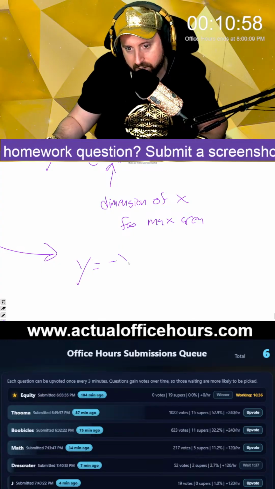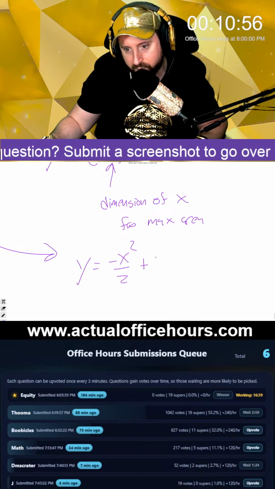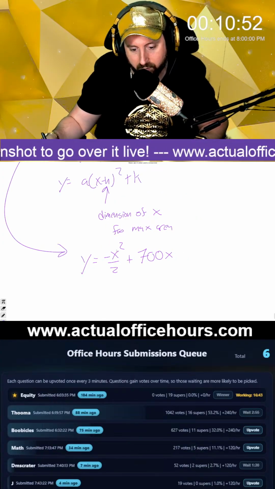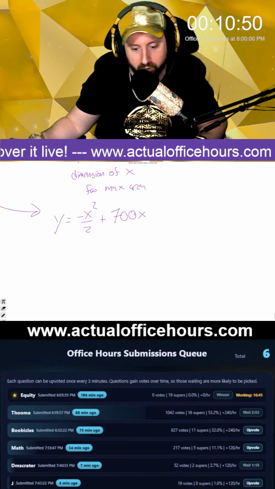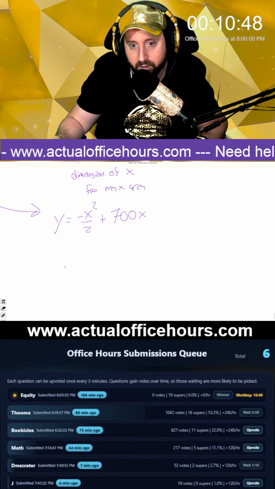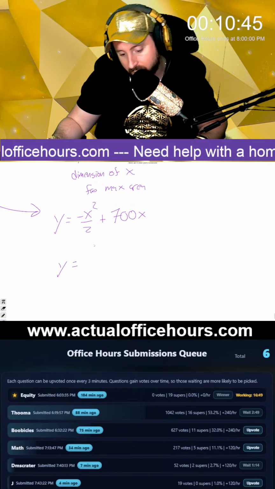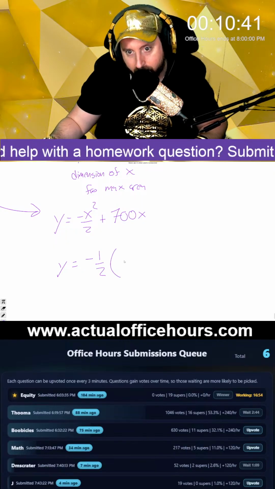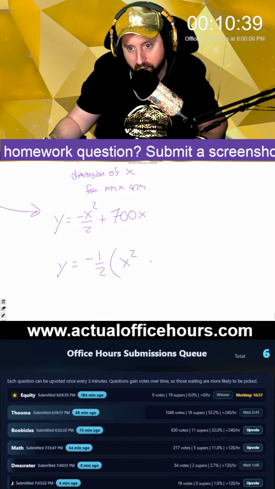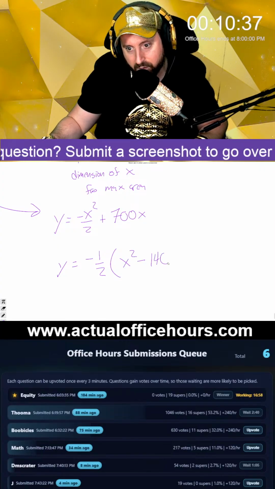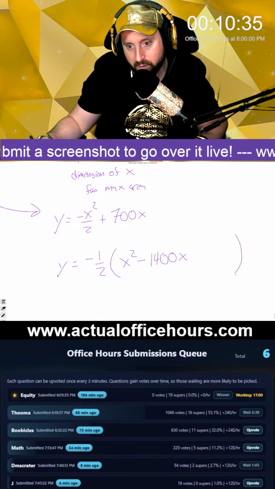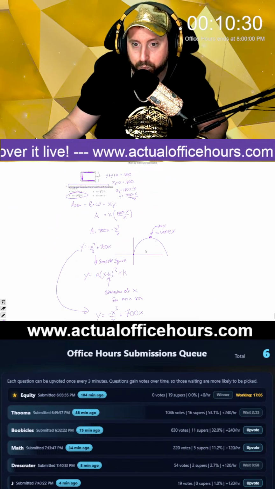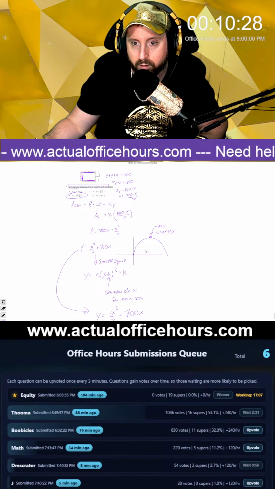So y is equal to negative x over 2 squared plus 700x. The first thing you need to do is always make sure that there's nothing in front of this x squared. So I've got to factor out anything else that's there. I'm going to factor out a negative 1/2. And this is going to be x squared, and then this is going to be minus 1400x. Like that. I think that's correct, right? That's what we got.